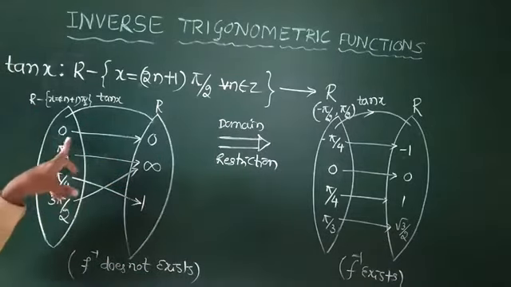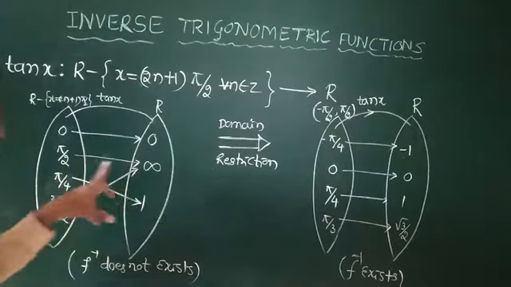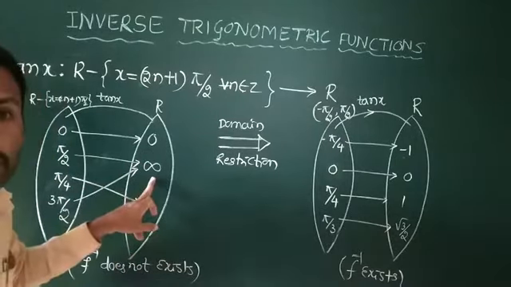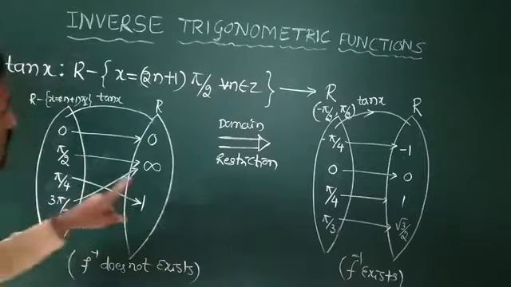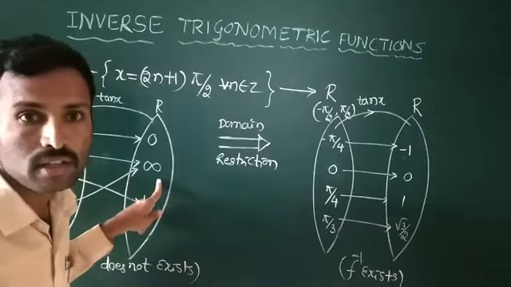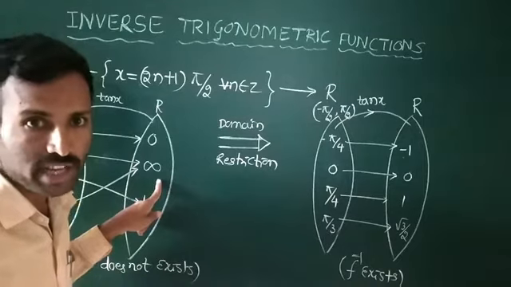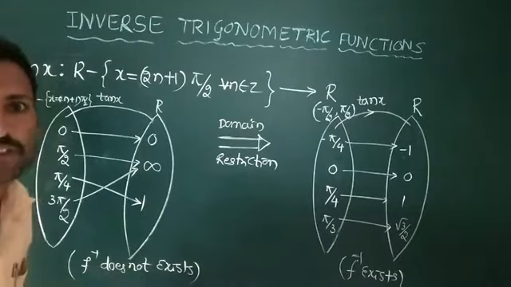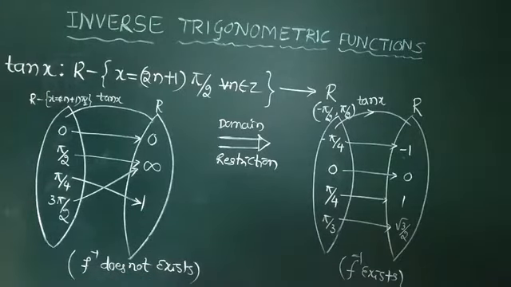Next, tan 0 is 0, tan pi by 4 is 1, tan pi by 2 is infinity, and similarly tan 3 pi by 2 is infinity. Here two domain elements have the same codomain image. Hence, the function is not a one-one function, and so it is not a bijective function. Not a bijective function means the inverse does not exist for this function.